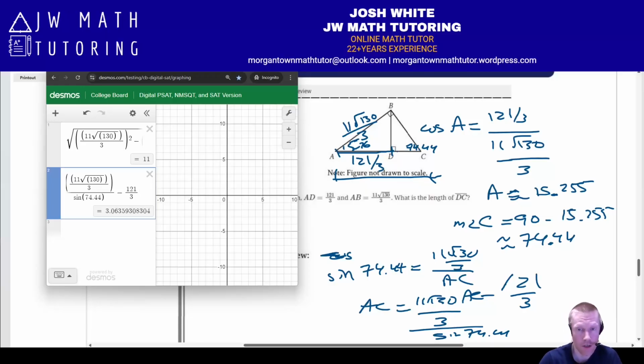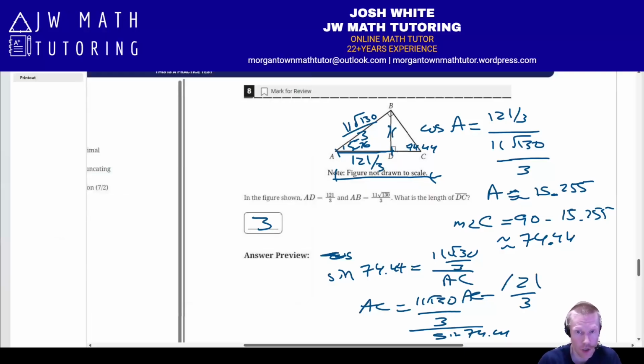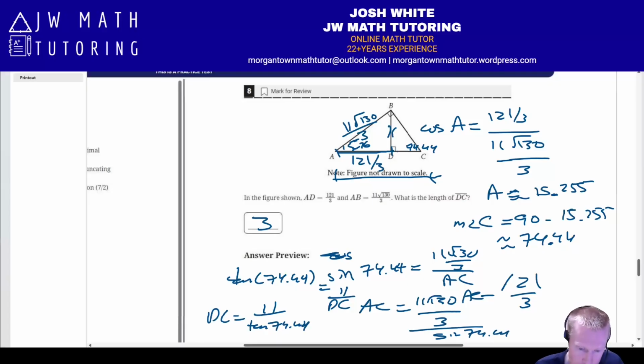The second way is you could get BD using the Pythagorean theorem, which we know is 11, and then you could do tangent of 74.44 equals opposite 11 over adjacent DC. So DC is equal to 11 divided by tan of 74.44.